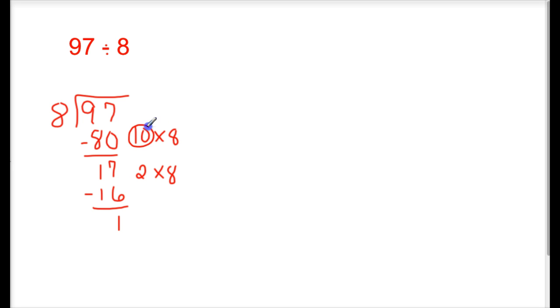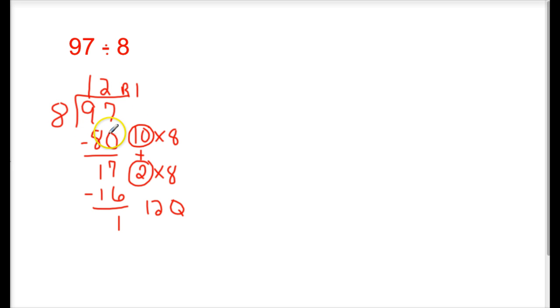So I have this partial quotient of 10 and 2. I need to add them together, and that's going to give me 12. So 12 is my quotient, and I have a remainder of 1. 12, remainder 1. So what I did was take out groups of 8.